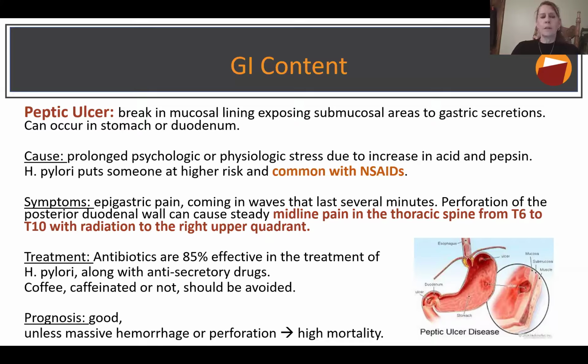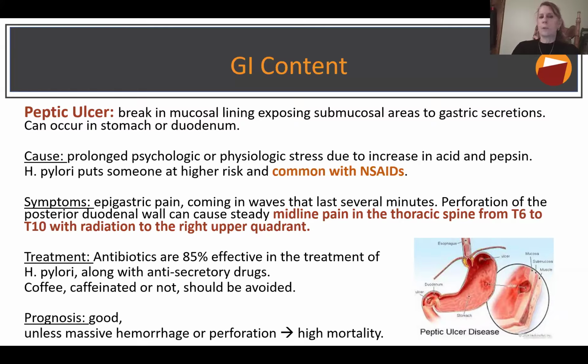For a peptic ulcer, the pain's a little different. They have the same kind of pain, but it's worse pain. It'll come in waves and it'll last a while. And also it can refer. They can have midline pain in the thoracic spine with radiation to the right upper quadrant. So with a peptic ulcer, we could see some kind of radiating pain pattern.